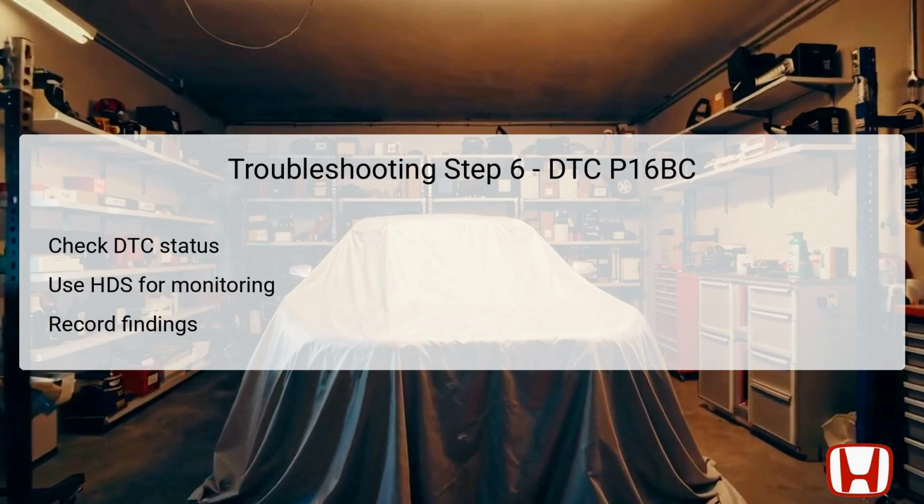In this step, the technician must check for either pending or confirmed DTCs with the HDS again after conducting the load test. If DTC P16BC is still indicated, it suggests that the issue persists, pointing directly to a problem with the alternator or associated circuits. Documenting this status is crucial for further diagnosis or if the vehicle was repaired previously.